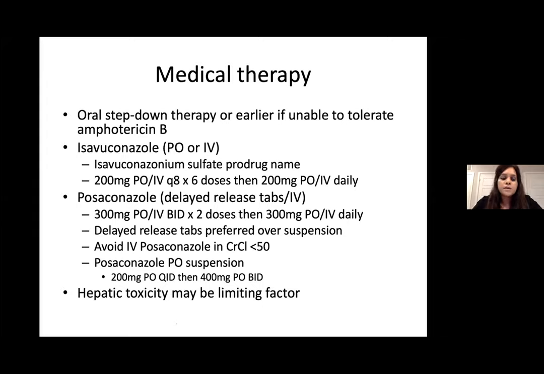The isavuconazole is available both PO and IV. So it's 200 milligrams every 8 hours for 6 doses, so 48 hours. And then you do 200 daily. The isavuconazonium is 372 milligrams.